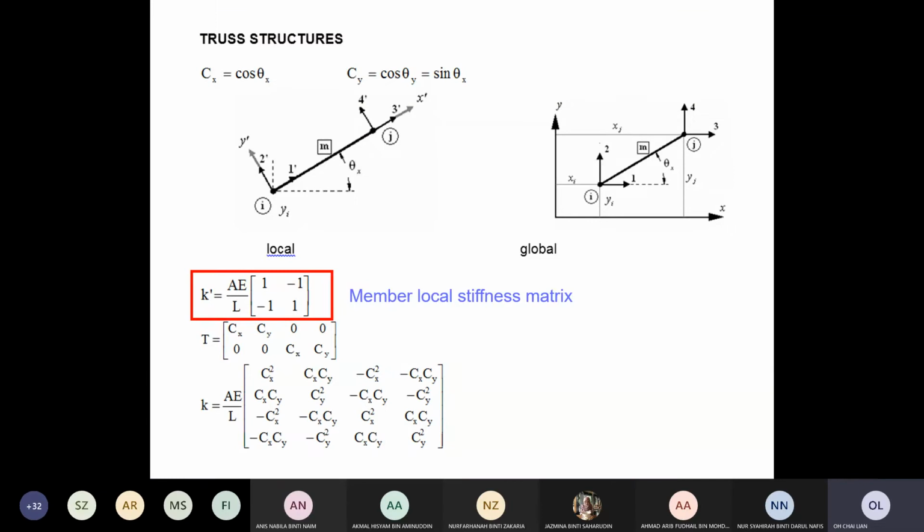Okay, class, can we come back? Yes, madam. Actually, you found that we have spent quite some time on understanding the member stiffness matrix. If you want to apply that, it is not difficult. It's just to pop into the template and we determine it. Similarly for this truss.